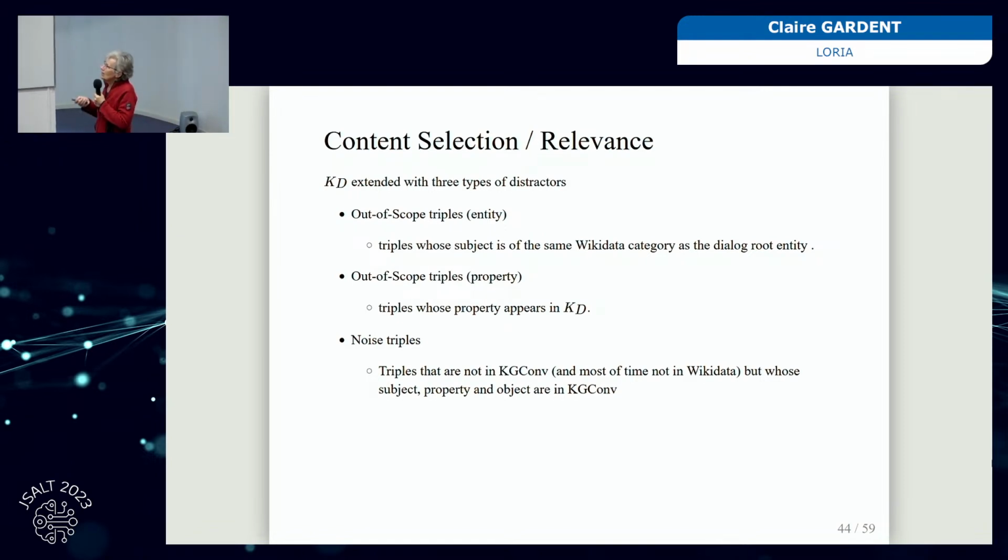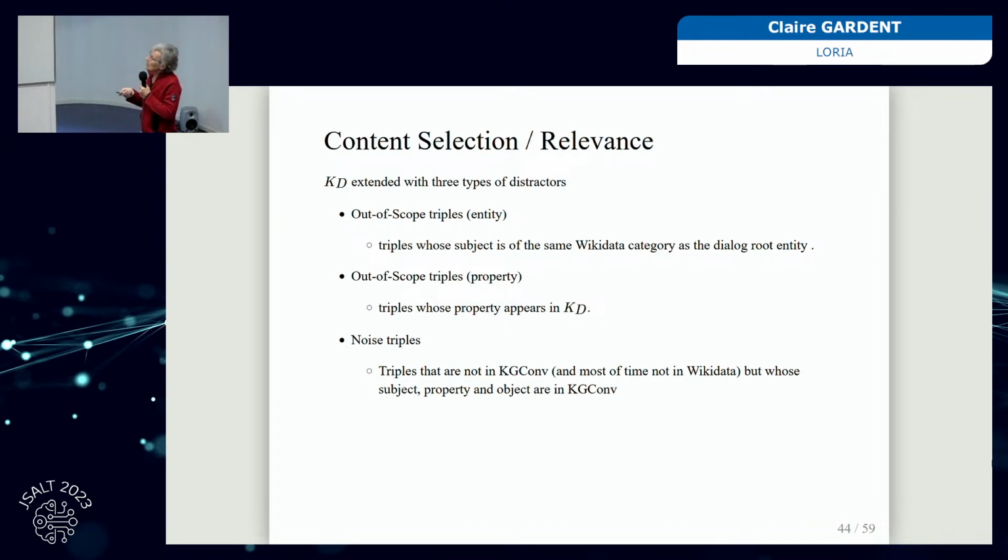So to do this, we added distractors to the knowledge graph that was associated with the dialogue. Basically, the knowledge graph associated with the dialogue in the training data is a set of facts that are relevant to that dialogue. What we did was add some distractors, facts that are not relevant to the dialogue, to see whether the model would correctly not predict those triples.